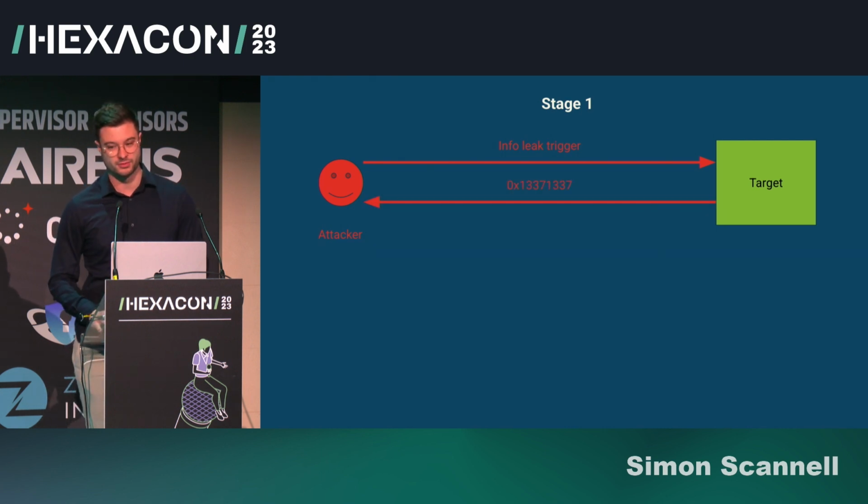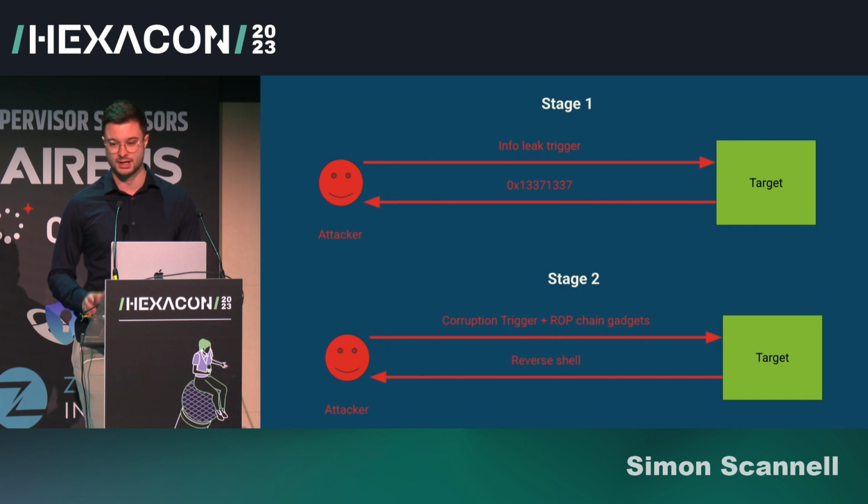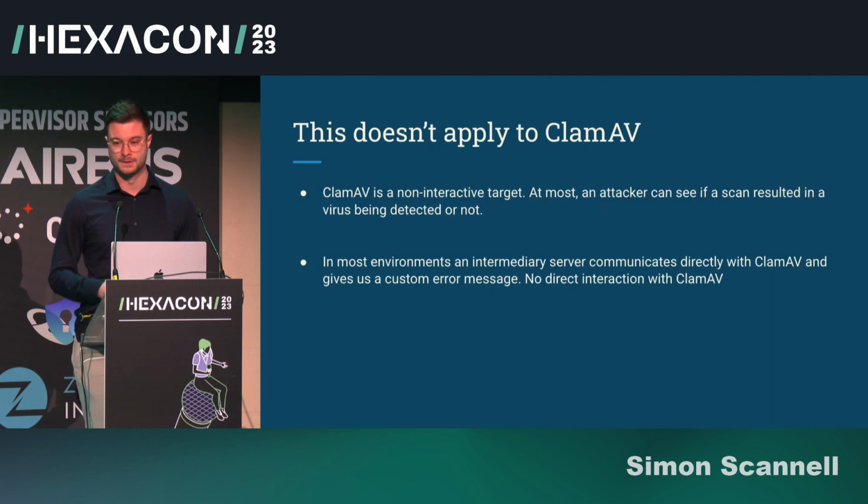And then once everything goes well, the target will respond with some kind of information the attacker can use to then, in a second stage, craft a file that will trigger some kind of other memory corruption issue, probably along with some ROP chain gadgets, and then the attacker, if everything goes well, receives a reverse shell. And while this is, of course, very simplified, this is usually the flow of having an info leak plus a memory corruption trigger. So this doesn't apply to ClamAV, because the problem is ClamAV is a non-interactive target.